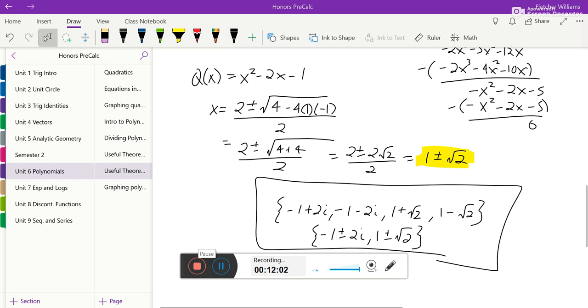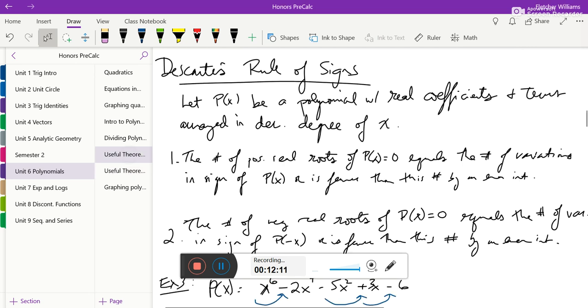Okay, so here's a third theorem I'm going to give you, something that you've definitely seen in Algebra 2. So if you would write this down, it's called Descartes' rule of signs. I'll read it, and if you need to pause it so you can write it down, feel free to. But let p of x be a polynomial with real coefficients in terms arranged in decreasing degree of x. So, put the x to the fourth first, and then the x to the third, and the x squared.